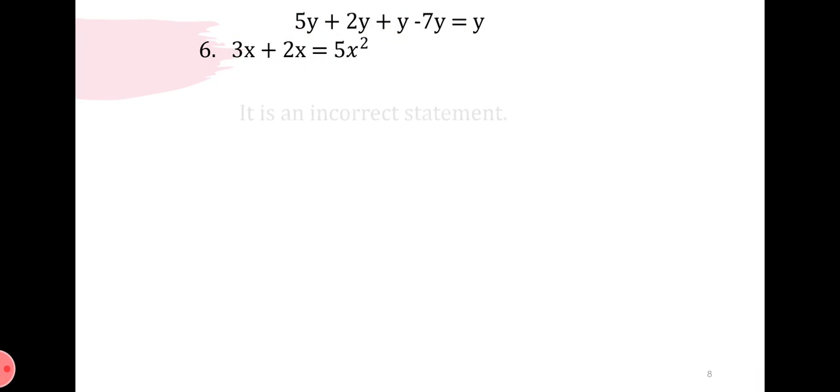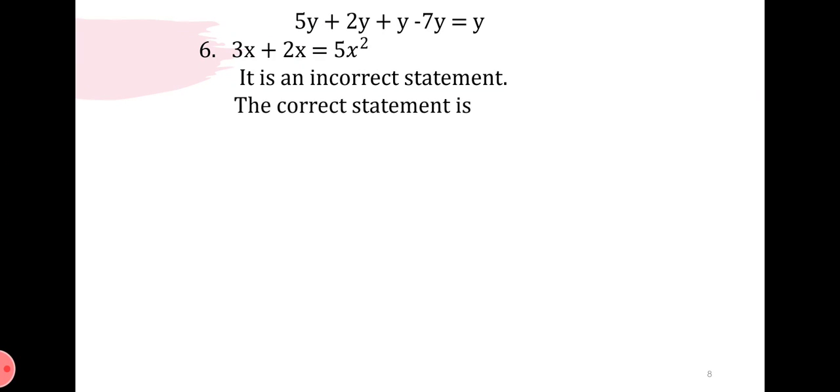So it is an incorrect statement, and the correct statement is 3x plus 2x equal to 5x. You don't have to multiply the variable, you only have to add the numerical coefficients of the given like terms.